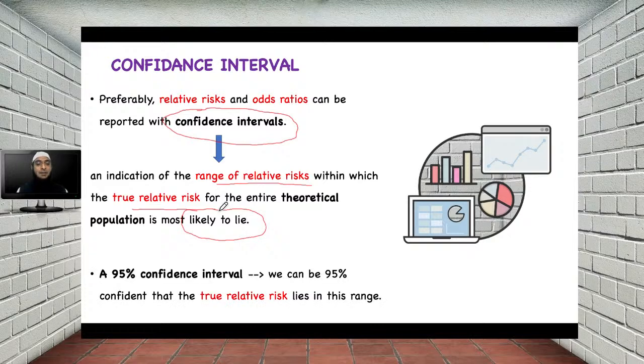So now let's see one example. Suppose your confidence interval is 95%. A 95% confidence interval indicates that we can be 95% confident that the true relative risk lies in the range. Likewise, if it is 90%, it means you are less confident. So with 95% you are more confident, right? Likewise, if you get a value close to 100, that indicates you are much more confident that the true relative risk lies in this range, it is sure and correct.